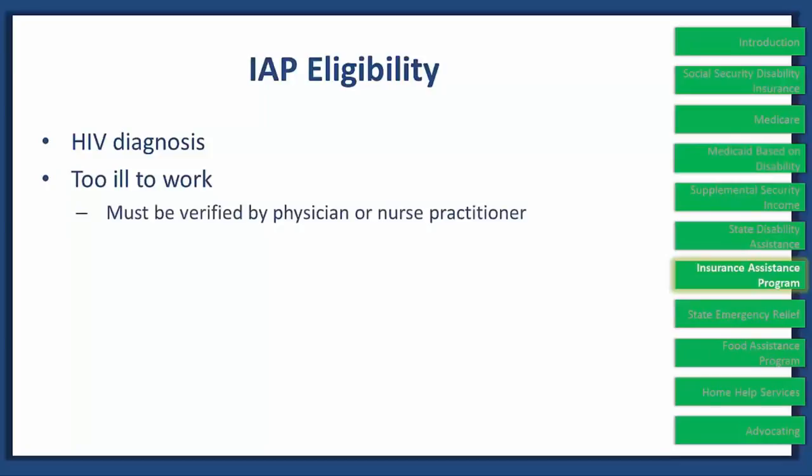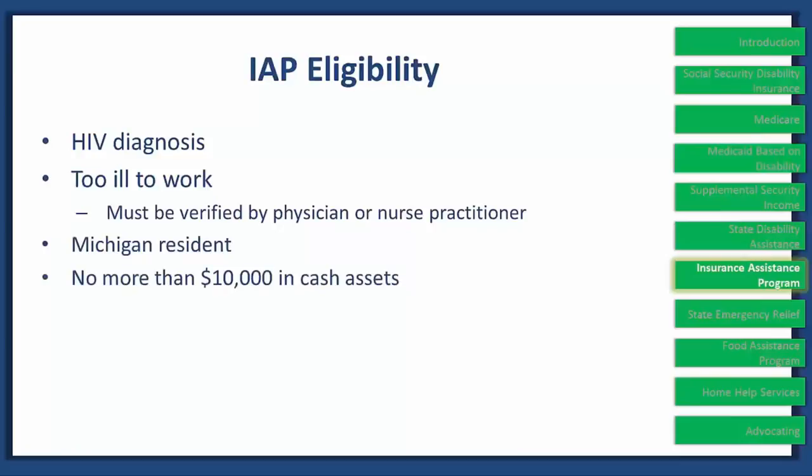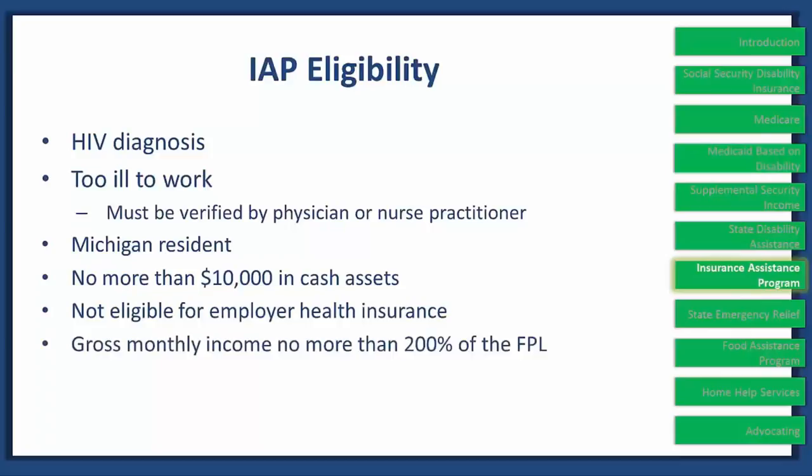This must be verified by a physician or nurse practitioner who will complete the medical certification section of the IAP application. Other qualification criteria are that the client be a Michigan resident, have no more than $10,000 in cash assets, not be eligible for employer health insurance other than the current policy, and have gross monthly income that is no more than 200% of the federal poverty level. In 2015, 200% of the FPL is $1,961 and will change yearly.